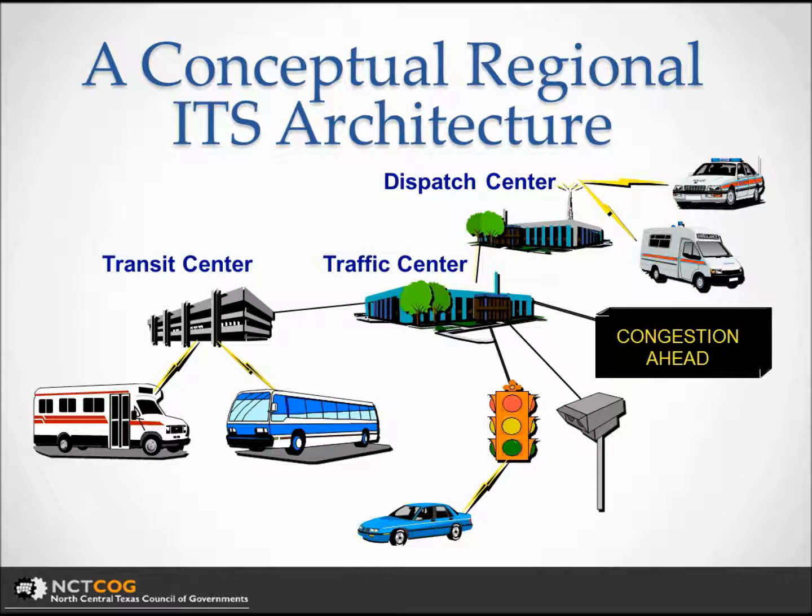This is a picture of a conceptual regional ITS architecture. It shows the centers, the vehicles, the roadway equipment, and other devices that are exchanging information through wireless and wired communications.